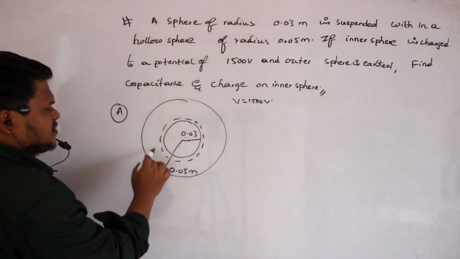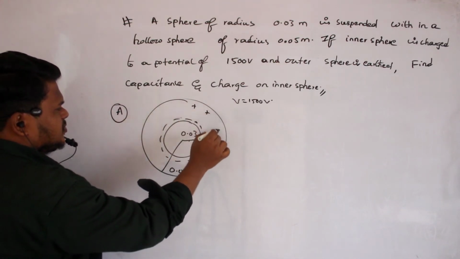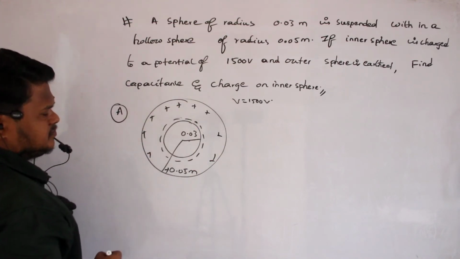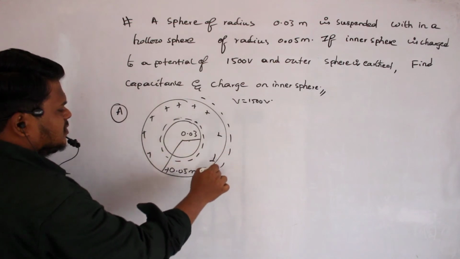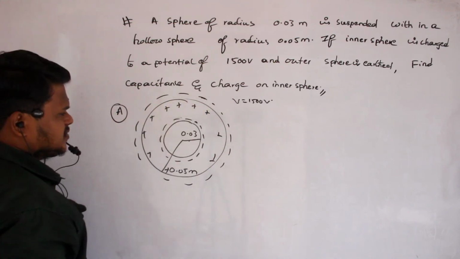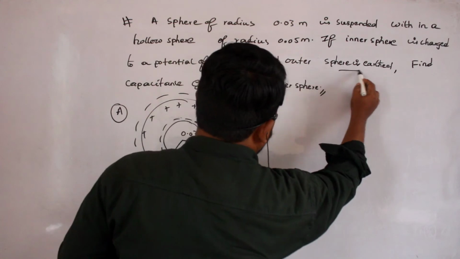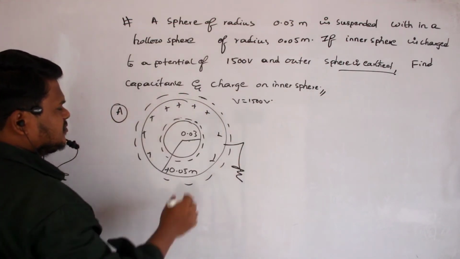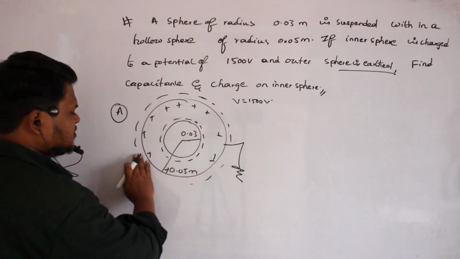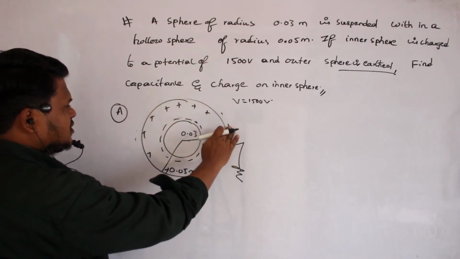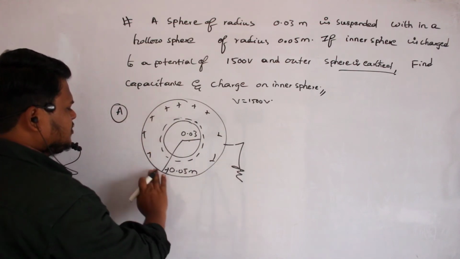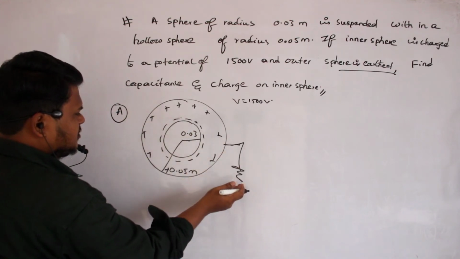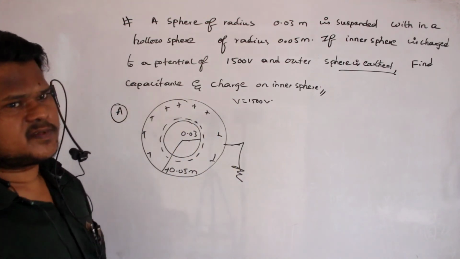Then if I charge this one, what will happen? Opposite charge will be developed on the inner surface of the outer shell. Clear? And an equal amount of negative charge will be developed on the outer surface. Then he is saying the sphere is earthed also. Earthed means what? If I earth this one, the total potential of this one will become 0. It is possible only if this total charge enters into the ground. Clear? Total negative charge enters into the ground, or I can say an equal amount of positive charge has entered from the ground to the outer surface of the shell.